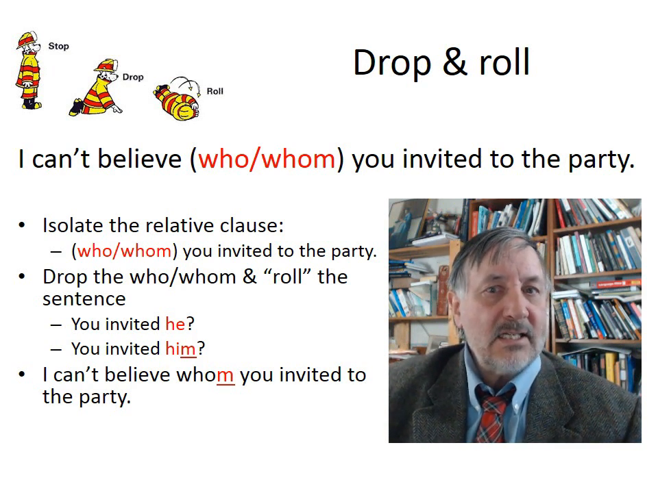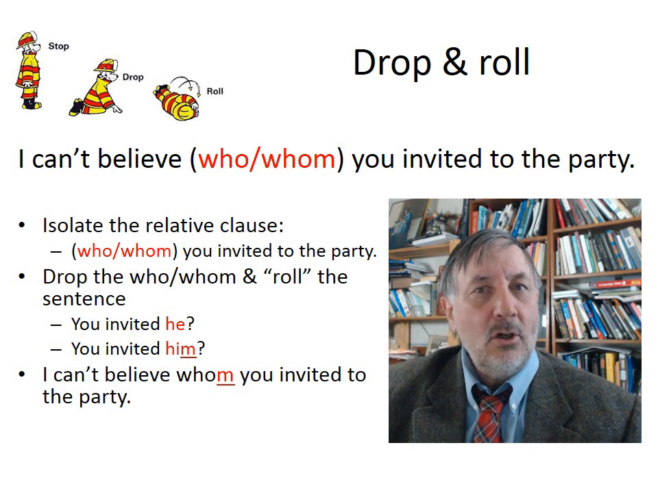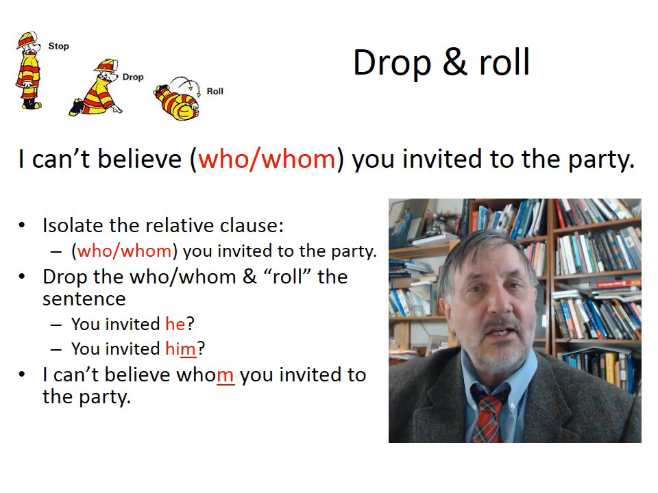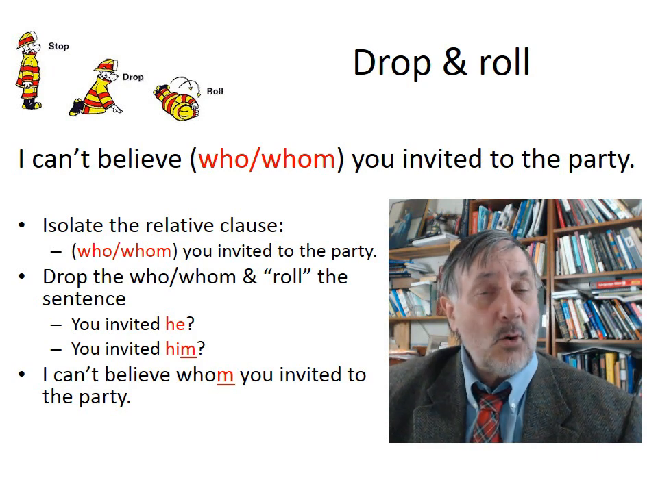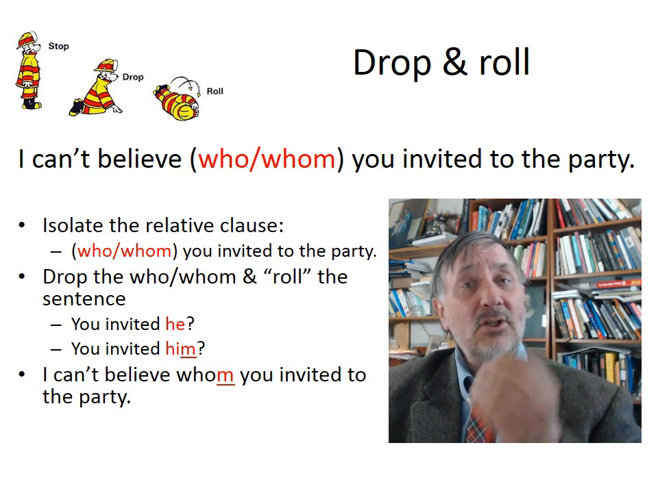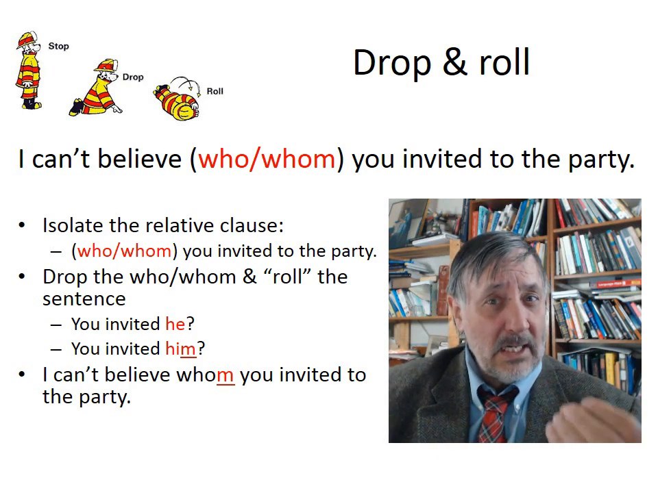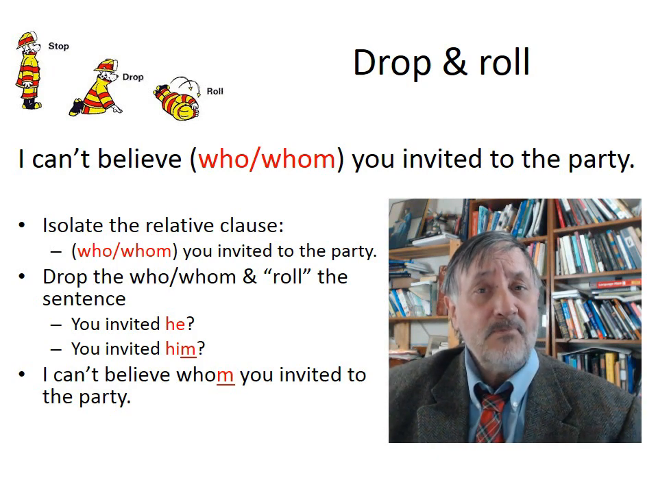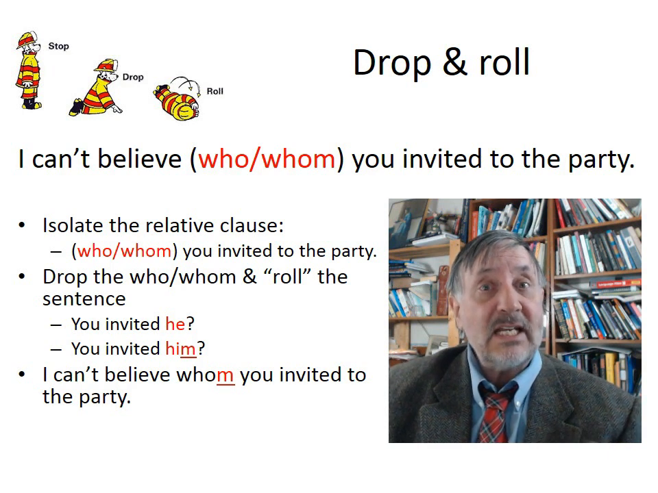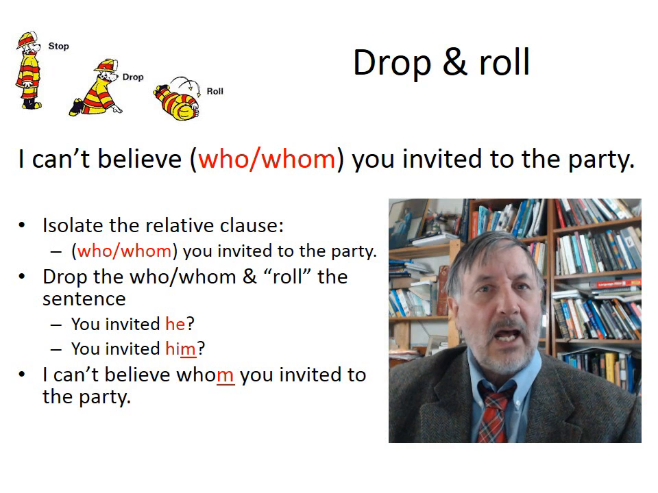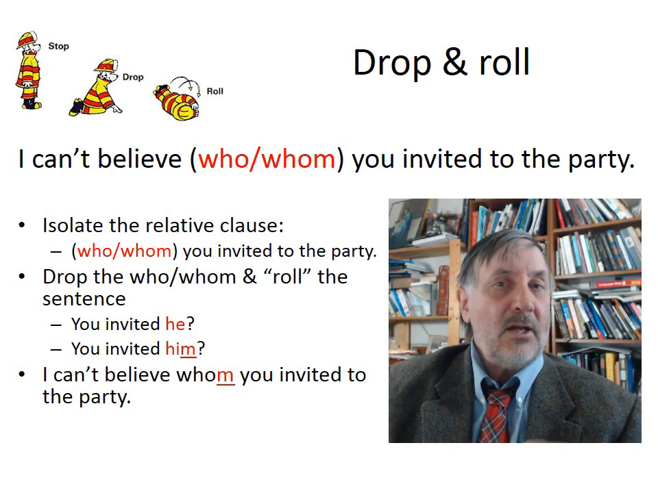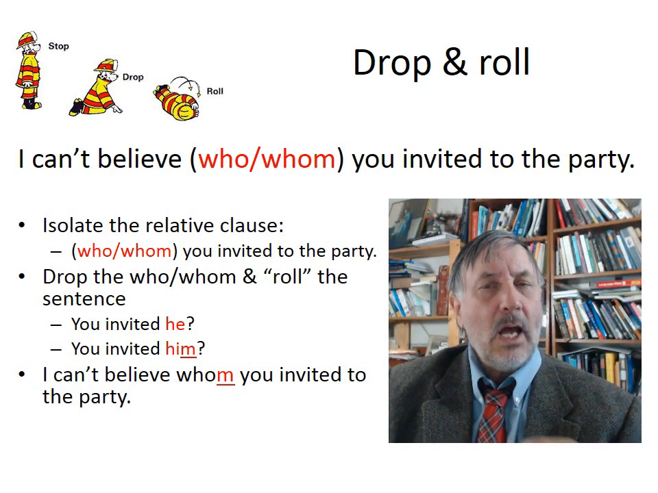If, for instance, you had the sentence "I can't believe who or whom invited you to the party," in that case the relative pronoun would be standing by itself and immediately adjacent to the verb. So you could restate the sentence, the drop and roll test, as "she invited you to the party." "I can't believe who invited you to the party." "She invited you to the party." Then you'd use who. Okay, so I hope that's clear.